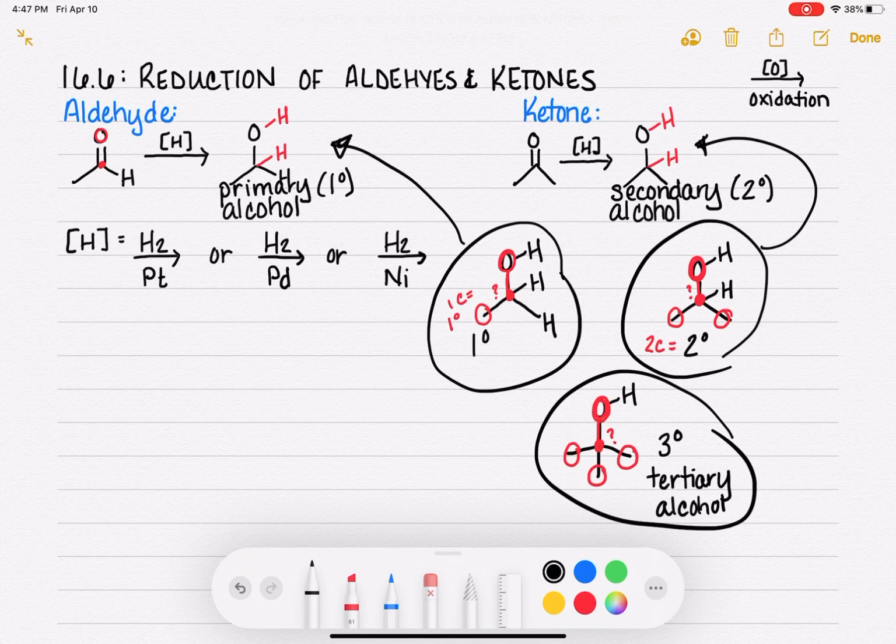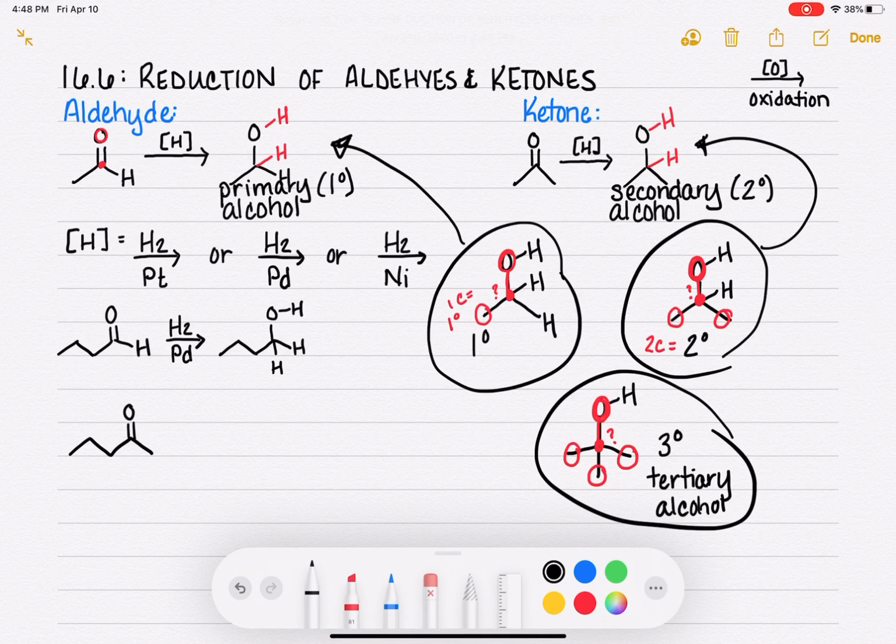Let's practice a couple reduction reactions here, and then we'll go to a worksheet. So for this first reduction reaction, I'm going to use H2 with palladium as my reagents. I am going to start by redrawing this molecule perfectly. I'm going to take the double bond and make it a single bond, add a hydrogen to the oxygen, add a hydrogen to the carbon. Piece of cake.